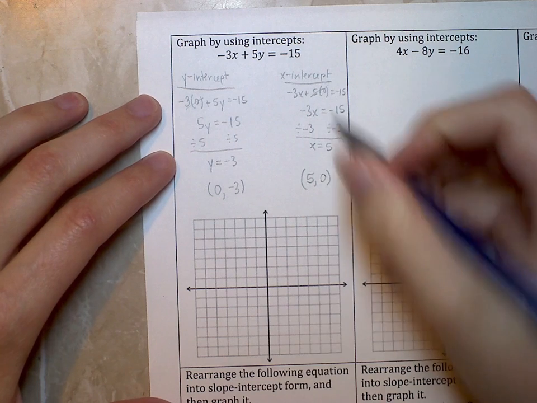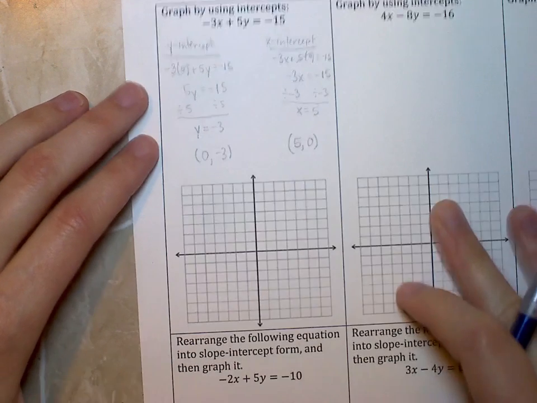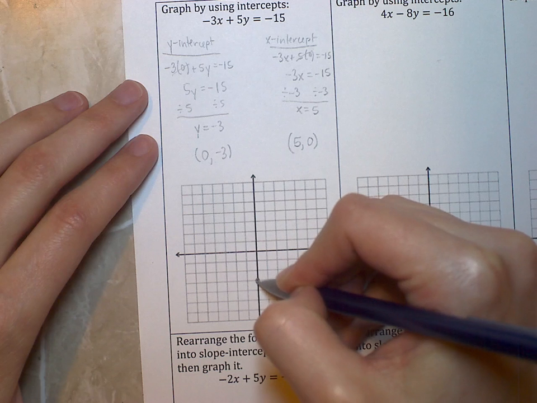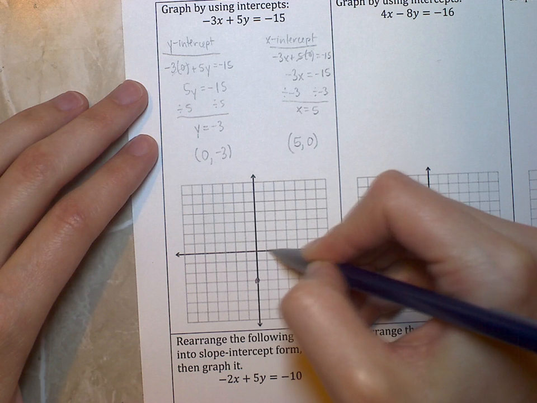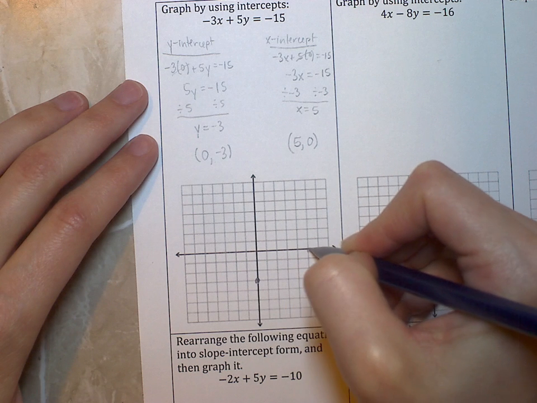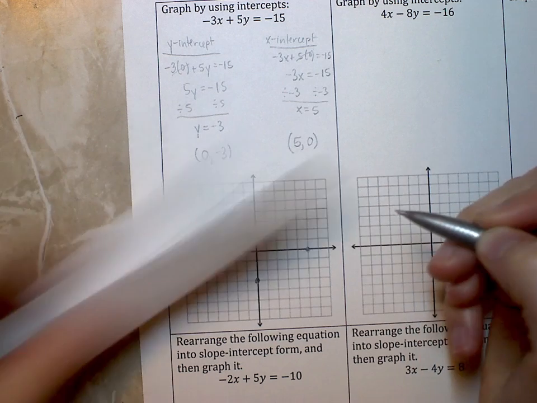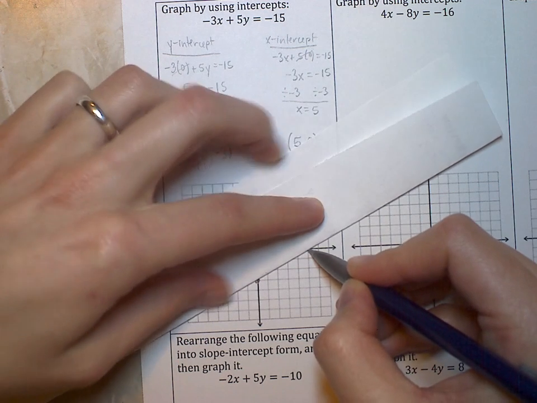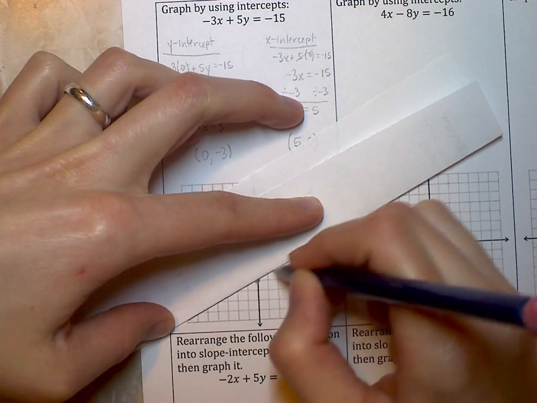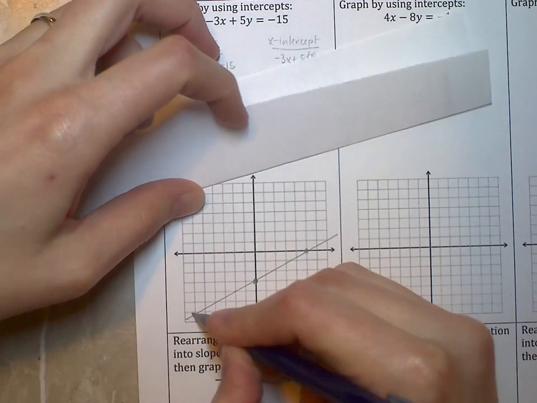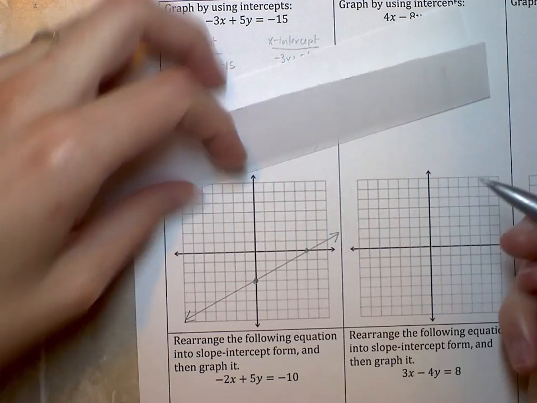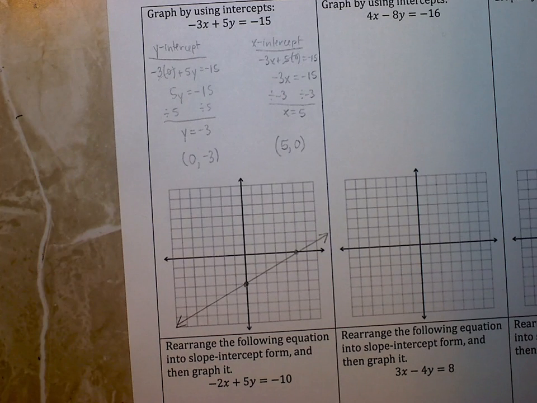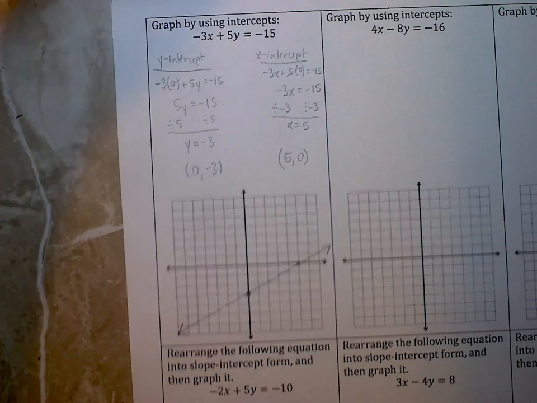So, this is what it looks like to graph by intercepts. I'm going to go plot these 2 points, 0, negative 3, and 5, 0. And this is my line. Okay, and on the question on your final that says graph by intercepts, this is the method you must use. You will not get full credit for using the wrong method. Okay, now, that's graphing by intercepts.